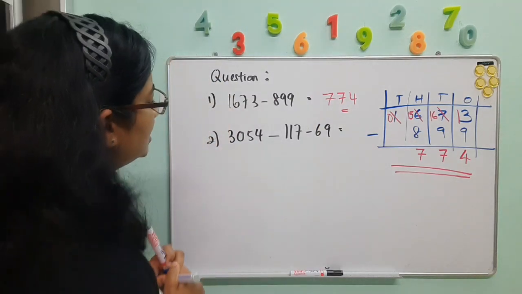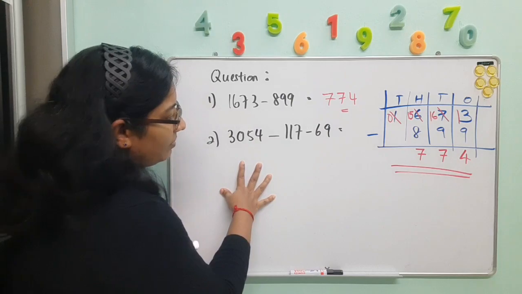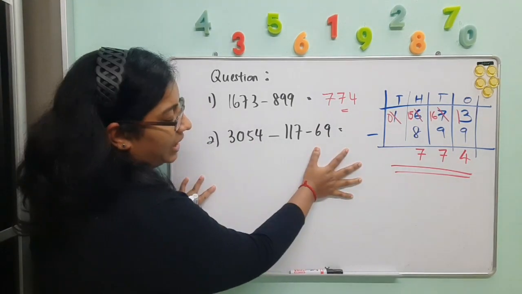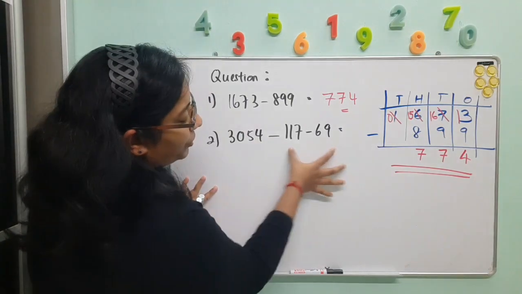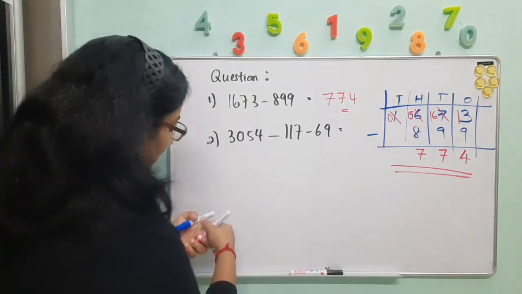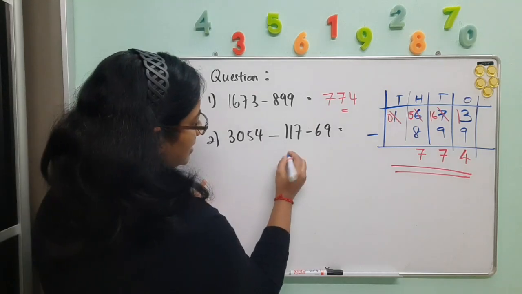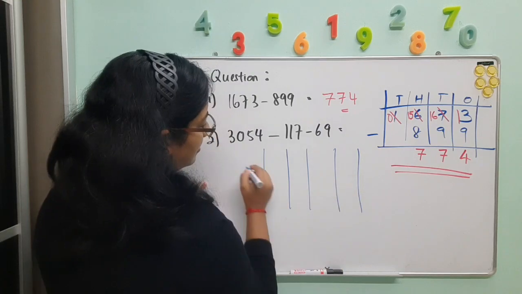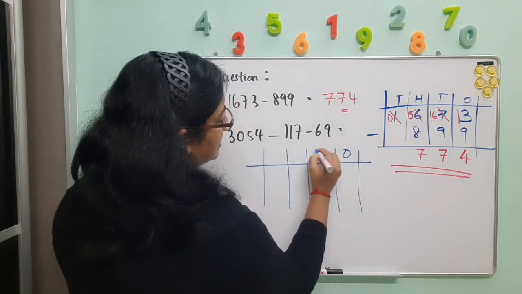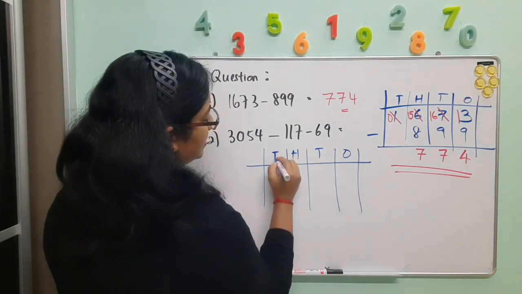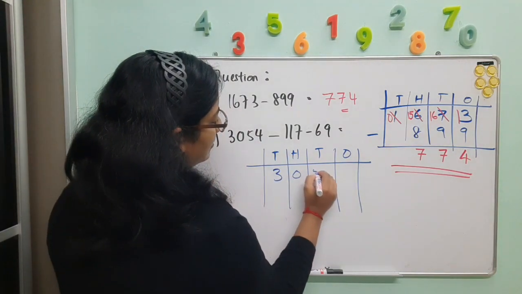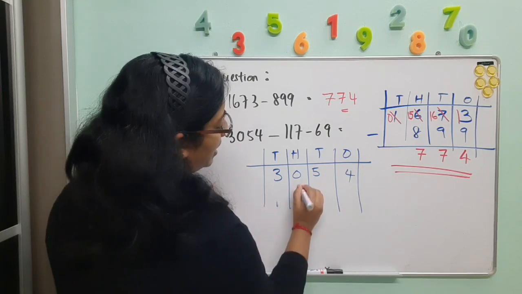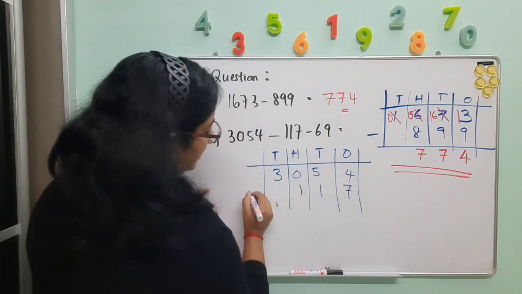Okay, so question number 2 over here. So we have 3 sets of numbers and we're going to solve one by one. So let's do it. Ones, tens, 100, 1,000. So we're going to minus 3,054 and 117 first.